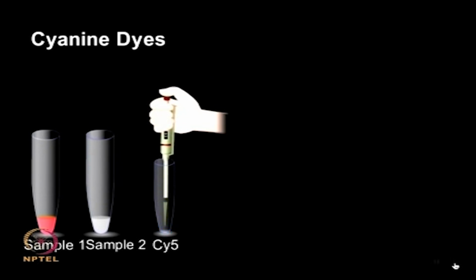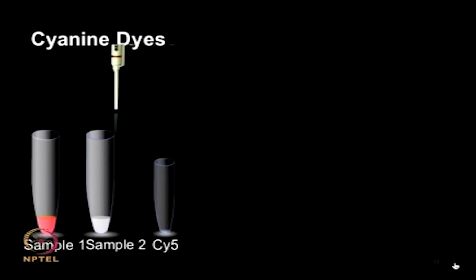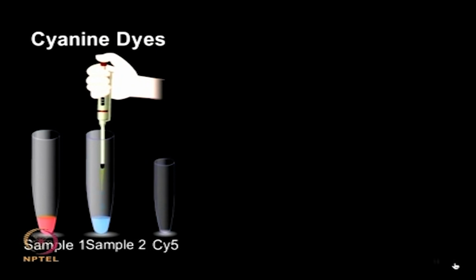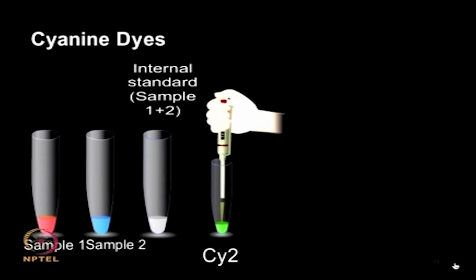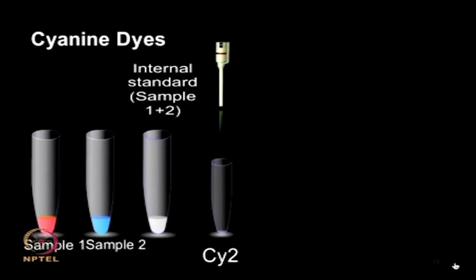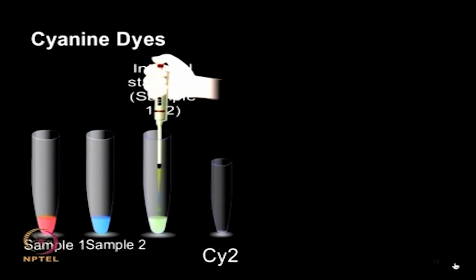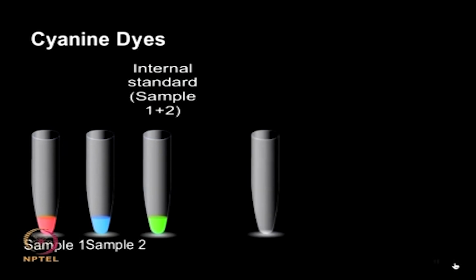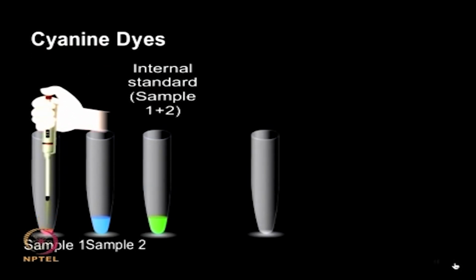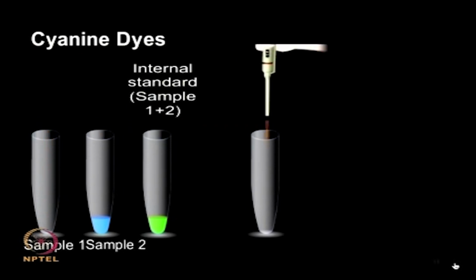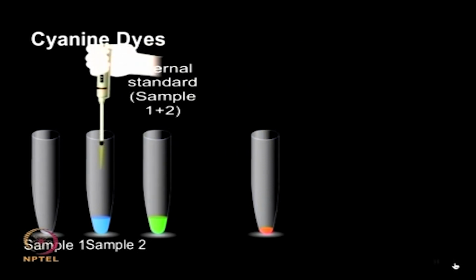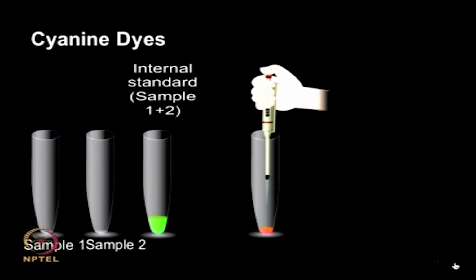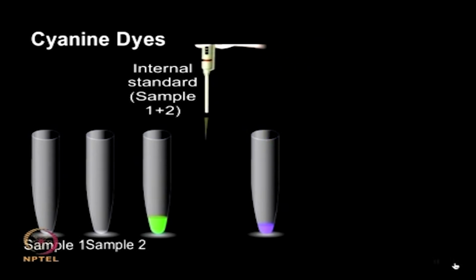The first sample was labeled with Cy 3 dye and the second sample is now mixed with Cy 5 dye. Now, an internal pool made from both sample 1 and 2 is labeled with the third dye, which is Cy 2 dye. Each protein sample as well as the standard internal pool is labeled with a differently fluorescing cyanine dye, which allows all the protein samples to be simultaneously run on a single 2D gel.